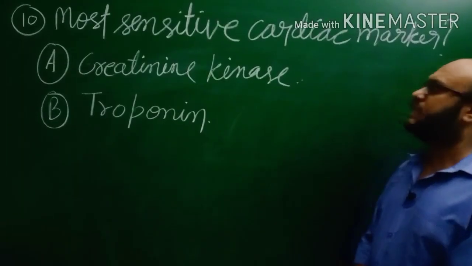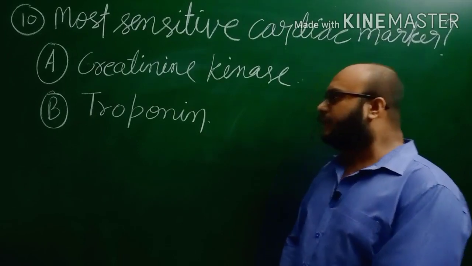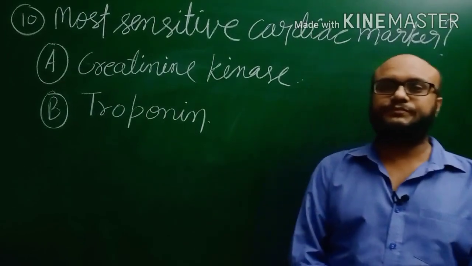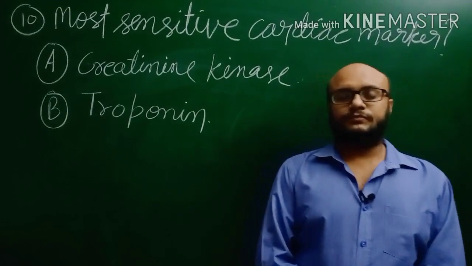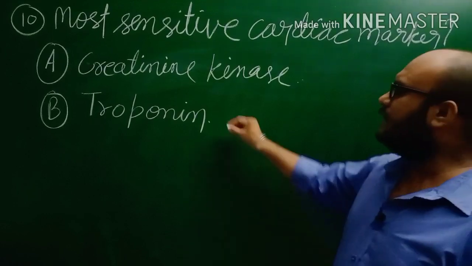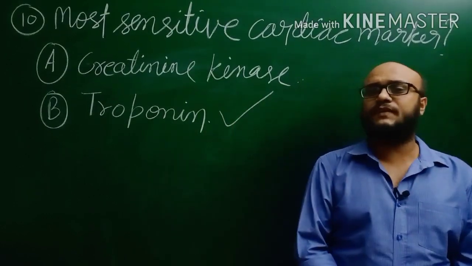What is the most sensitive cardiac marker? Option A, creatinine kinase. Option B, troponin. The right answer is option B. Troponin is the most sensitive and most specific cardiac marker.